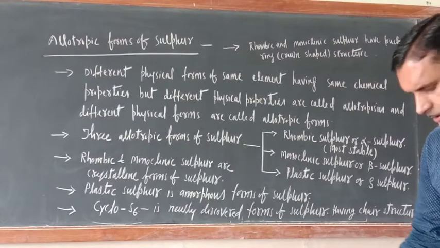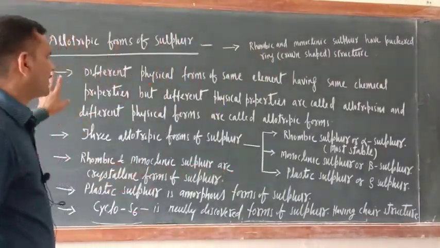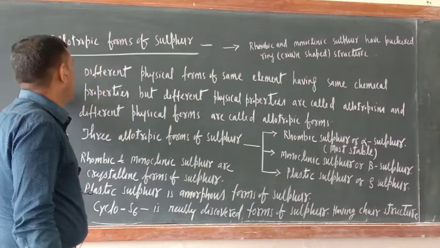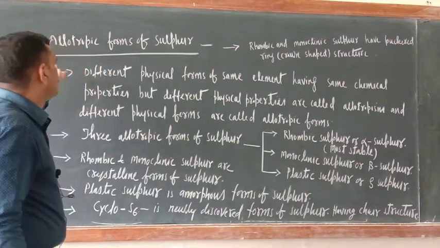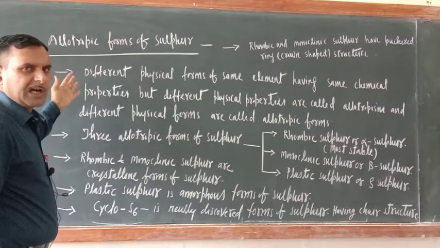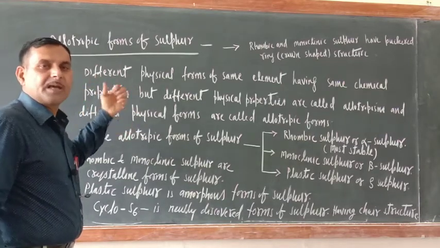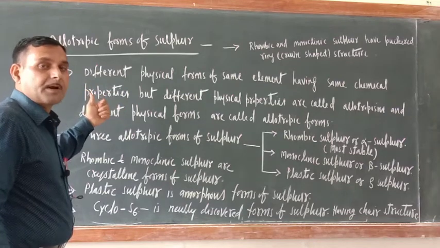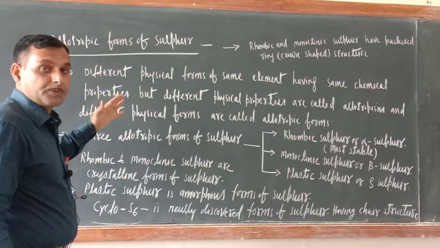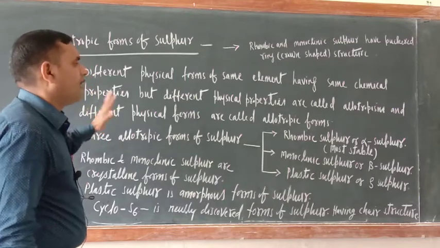So as usual we are in the P block elements, group number 16, and yesterday I promised you that today I will teach you the allotropic forms of sulfur. So do you know what we mean by allotropic form? In group 15 I already explained: different physical forms of the same element having the same chemical properties but different physical properties. This phenomenon is known as allotropism, and the different physical forms are known as allotropic forms.